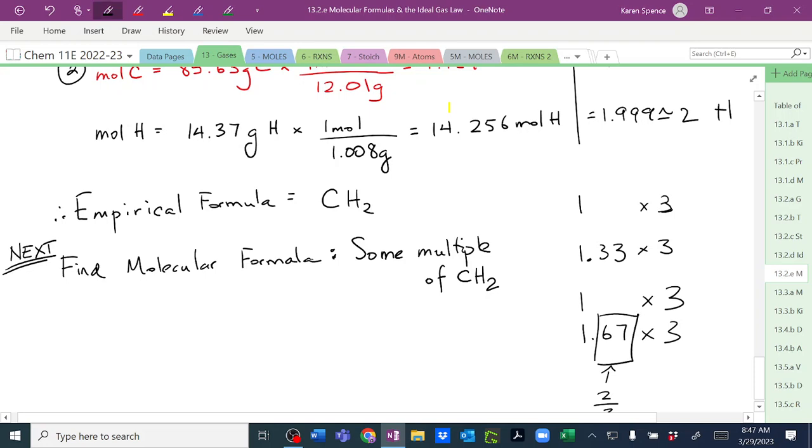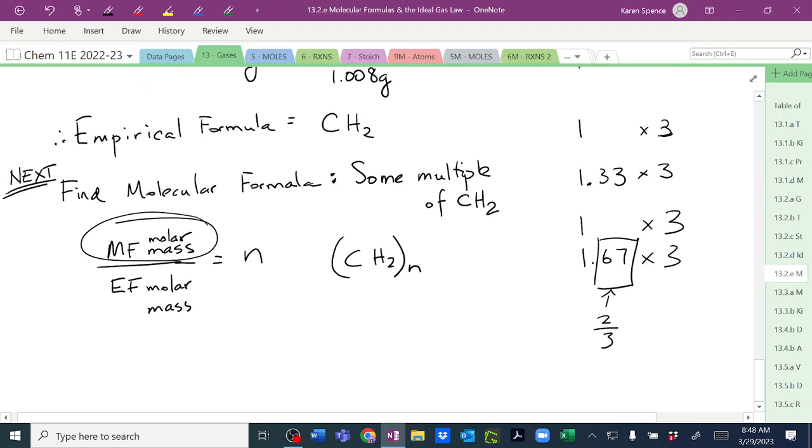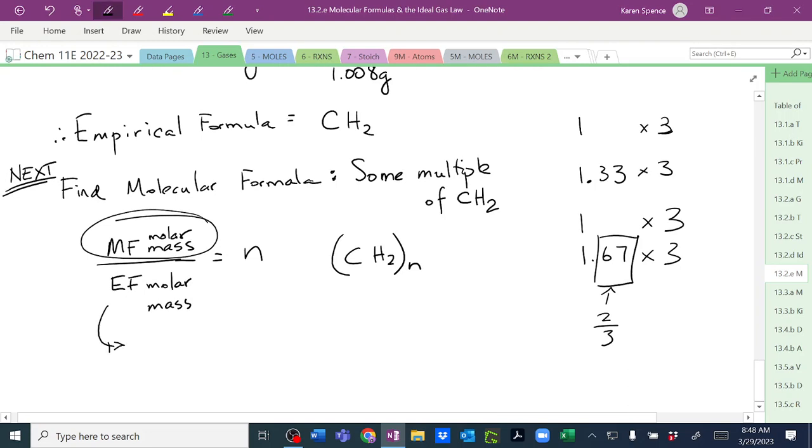Yeah, we would take the molecular formula molar mass and divide by the empirical formula molar mass. And that would give us a value n, and then we would take CH2 and multiply it by n, okay? So somehow or other, we're going to have to work gases into finding the molar mass of our molecular formula, because the molar mass of the empirical formula is just going to be 1 carbon and 2 hydrogens.